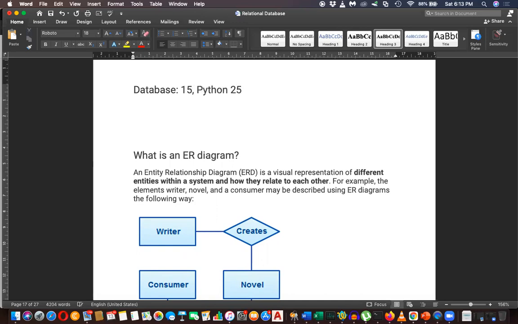Python will get 25 marks, and for internet and web you'll get around 20 marks, and then you have logic gates and number systems, another 15 marks there.